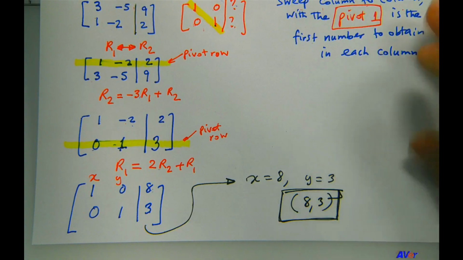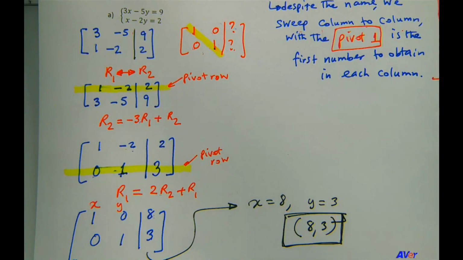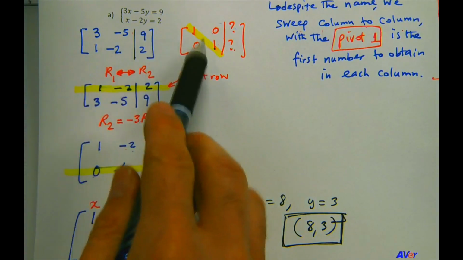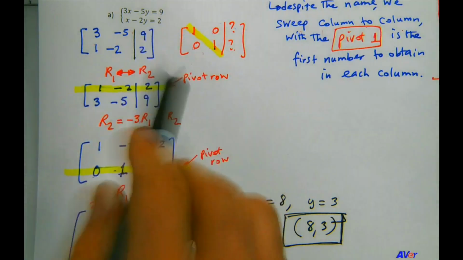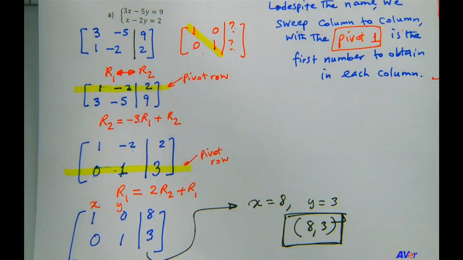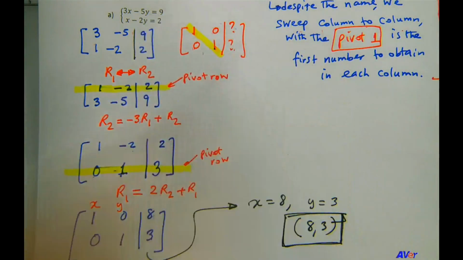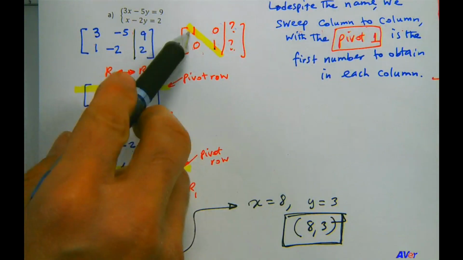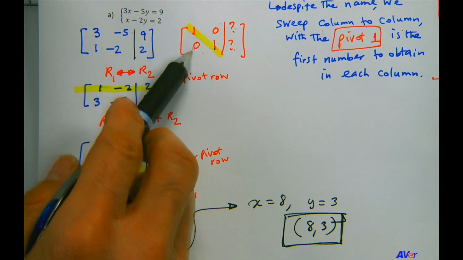Okay. Is this making sense, guys? As we go through this procedure, you need to always think about this reduced row echelon form. This is your objective. This is that station C that I drew the diagram about. That's the final destination. And we sweep column to column, in each column with the diagonal 1 obtained first, before we worry about the zeros.